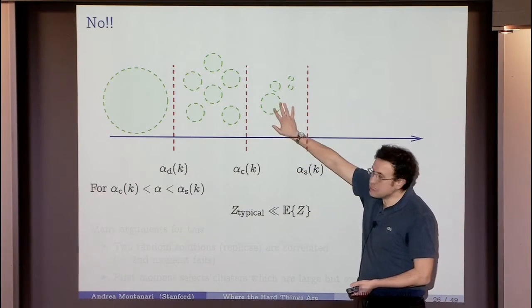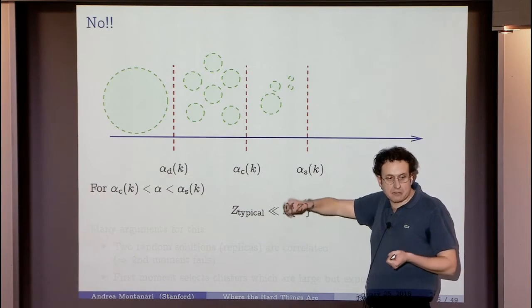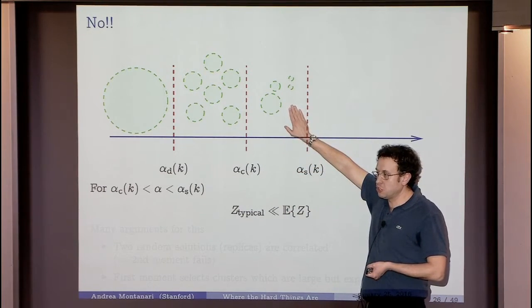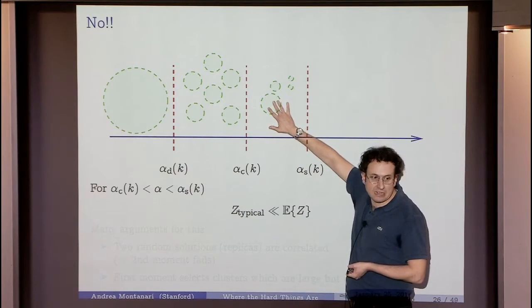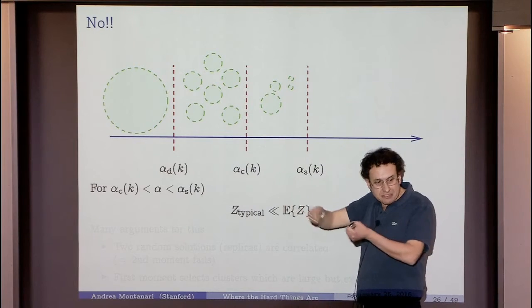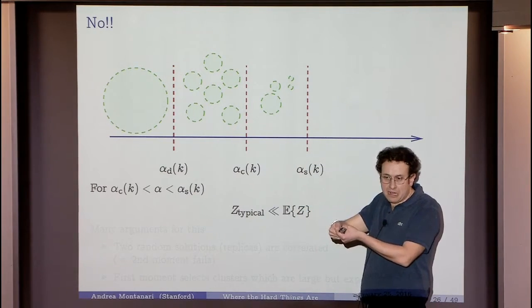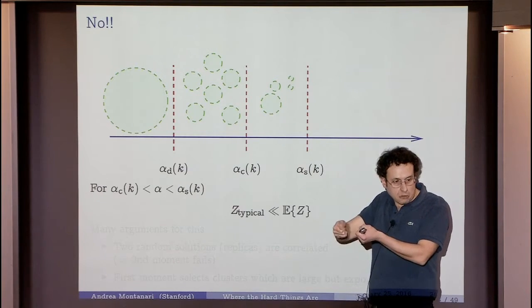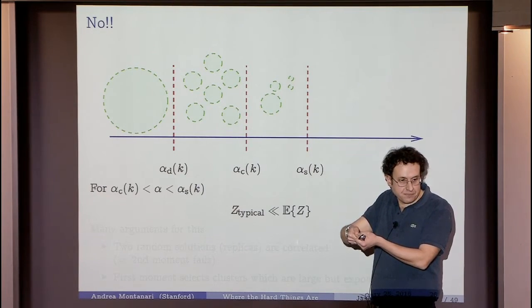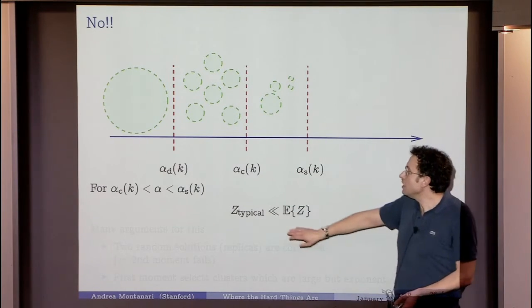But if you think at this intermediate regime, now think of drawing two random assignments from the uniform measure over solutions. They will typically, or with positive probability, fall in the same clusters. So they will be correlated. So under the uniform measure, there will be a positive correlation.